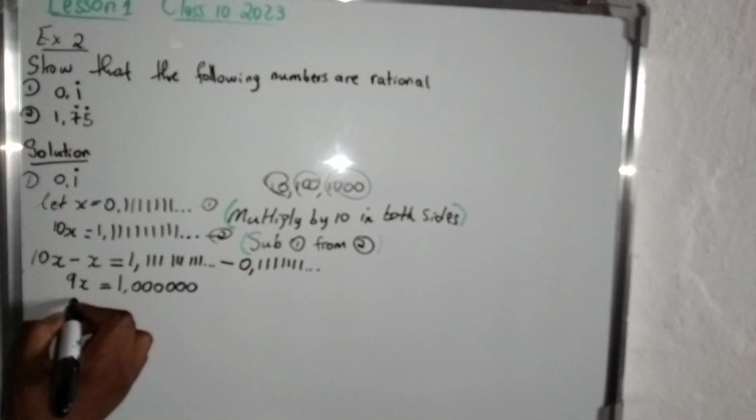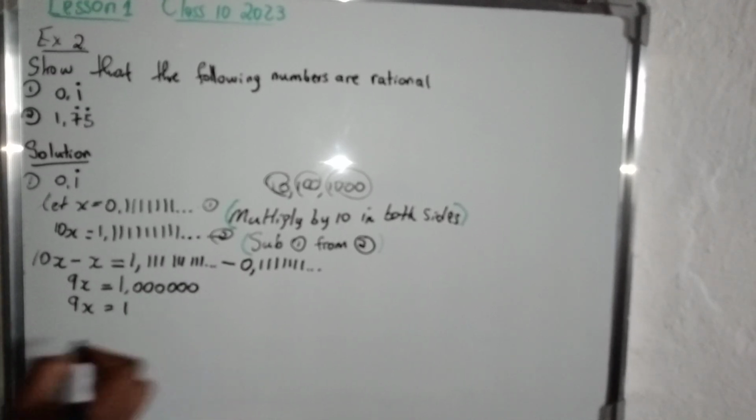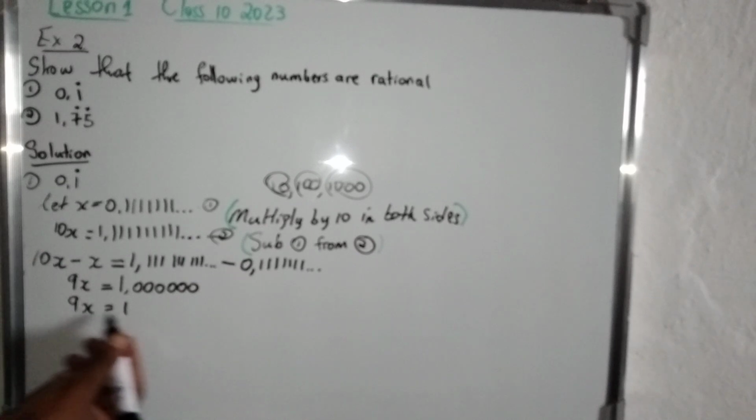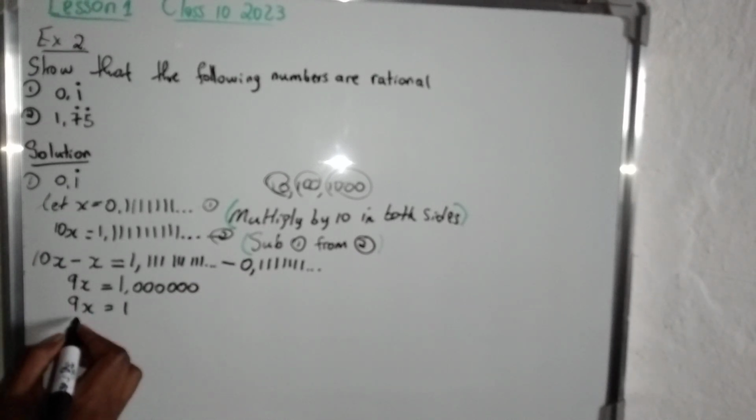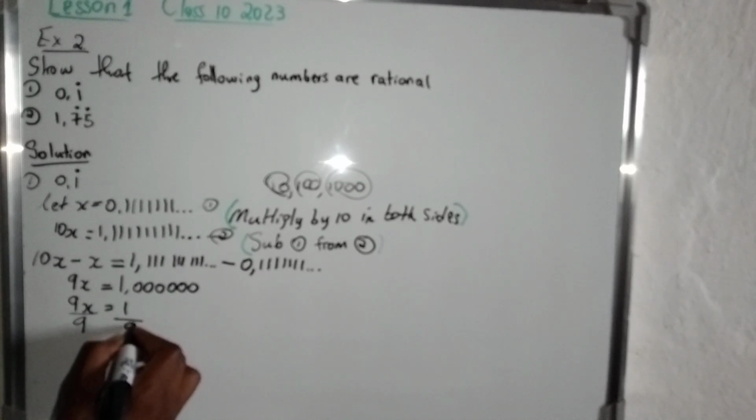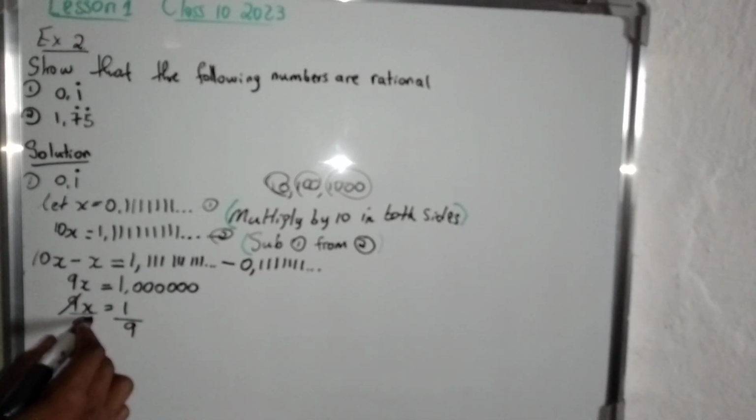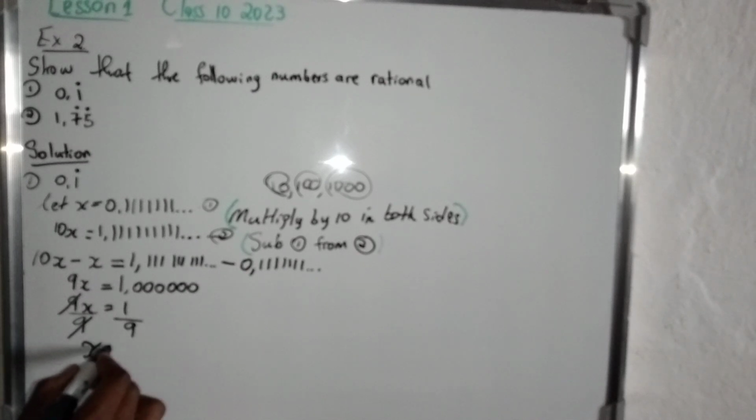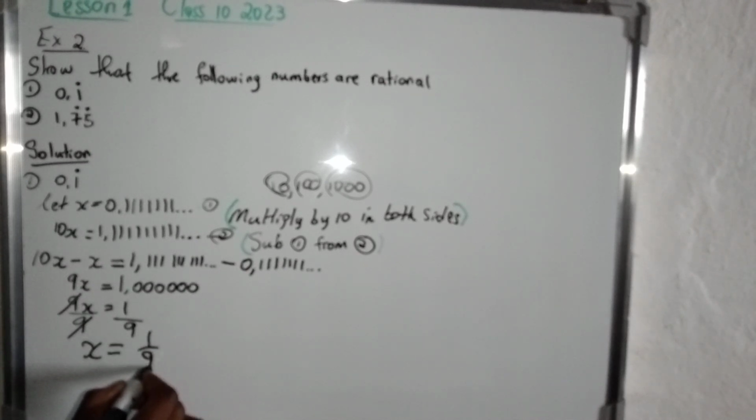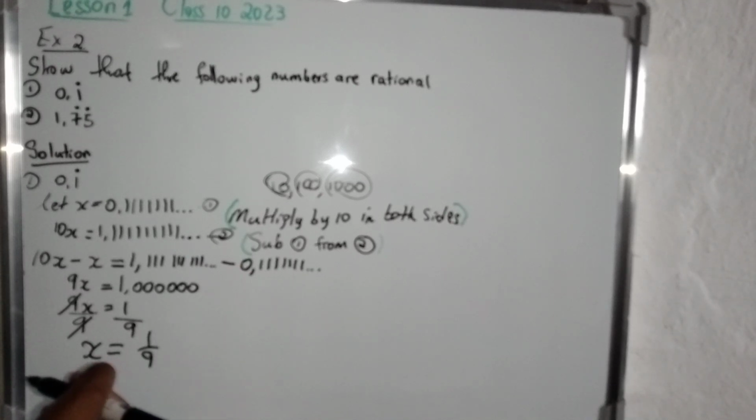Now we're going to have 9x is equal to 1. And we simply divide by 9 on both sides because we're solving for x. So it's going to be 9 here and 9 on that side. Therefore 9 will nullify this 9 and we're left with x is equal to 1 over 9. So that 1 over 9 is a fraction. This is what we were proving here. And then we conclude by saying which is a fraction number. So 1 over 9 is a rational number.